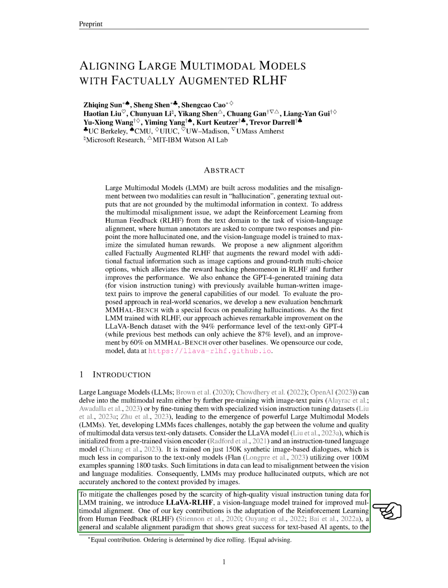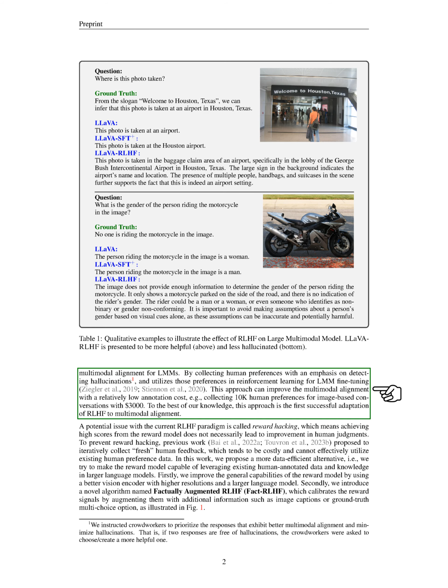To address these challenges, we're introducing LLAVA RLHF, a vision language model designed for better multimodal alignment. One of our main contributions is the use of reinforcement learning from human feedback, RLHF, a method that has been successful for text-based AI agents. We're adapting it for multimodal alignment in LMMs. We collect human preferences, focusing on identifying hallucinations, and use these preferences to fine-tune the LMMs through reinforcement learning. This method can improve multimodal alignment at a relatively low cost. For example, we can collect 10,000 human preferences for image-based conversations for just $3,000.